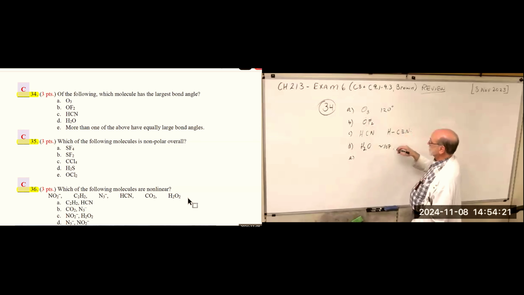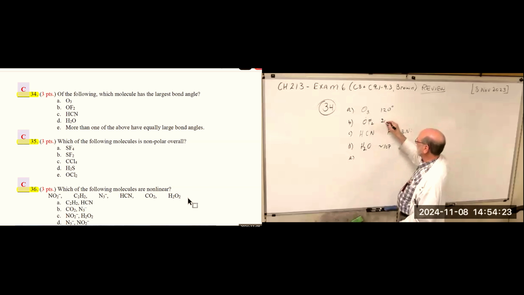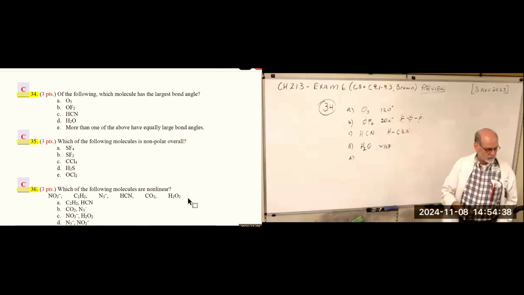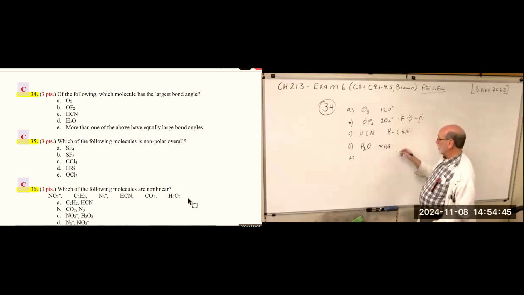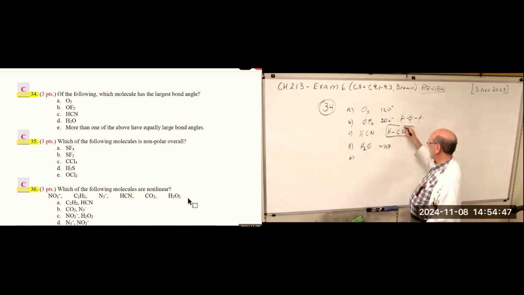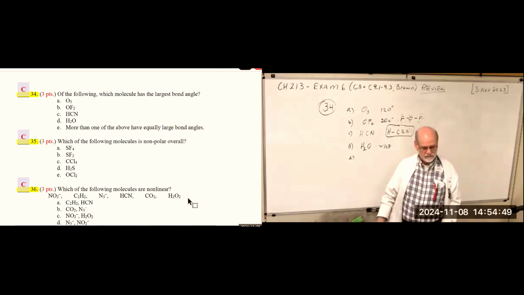OF2, right? 6 plus 14 is 20 electrons. OF, F. So that's 4, 16. 2, 4, 6, 8, 10, 12, 14, 16. We got another bent molecule. Right? It's laid out like water. So this has the largest bond angle, and E can't be.